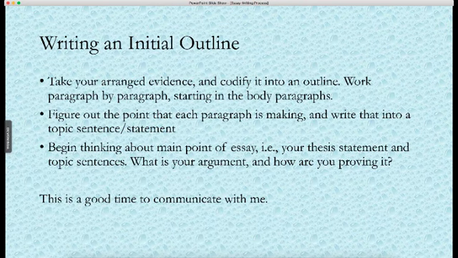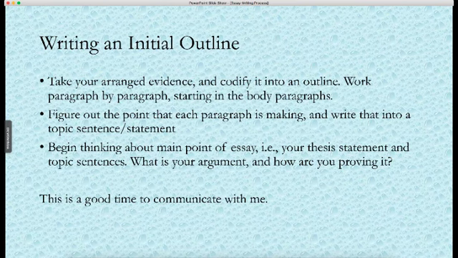At this point, if you've done the index card method or the whiteboard method or something, you've arranged your evidence into some sort of spatial arrangement, or you've arranged it on theme or however. So you're partway to an outline at this point. Take your arranged evidence and turn it into a semi-formal outline.